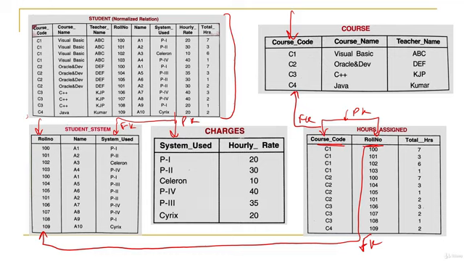So normalization is actually a process of decomposing a larger table into smaller tables so that it does not have any insert, update, and delete anomaly. And in this example, this student table is decomposed into these four tables so that there should be no insert, update, and delete anomalies in this table.